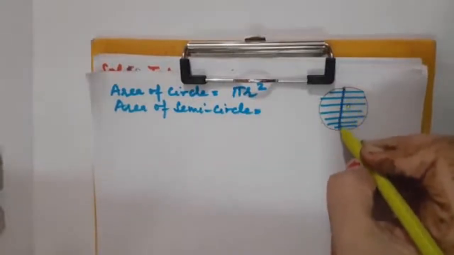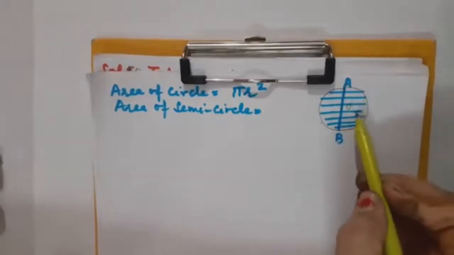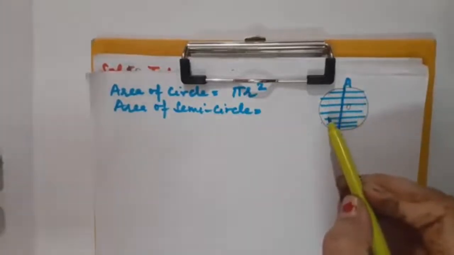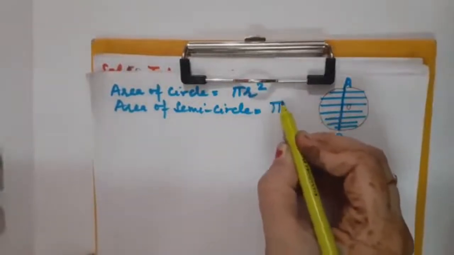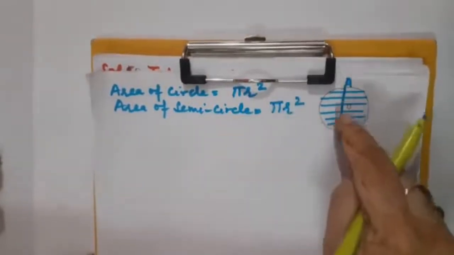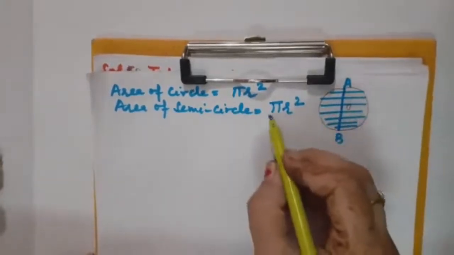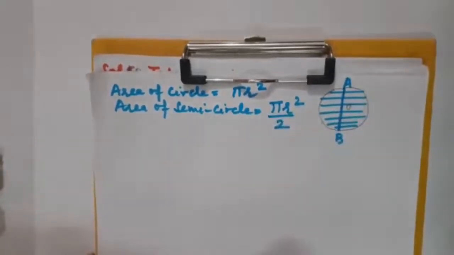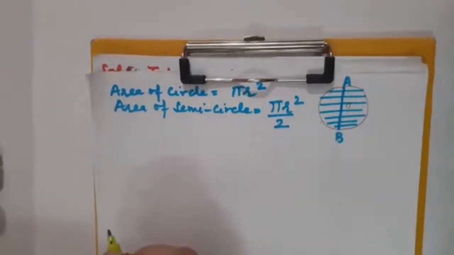Suppose I draw a diameter over here, so this region as well as this region is known as semicircle, correct? So this diameter has divided the complete circle in 2 parts, so definitely the area will also be divided in 2 parts. So the area of the semicircle is pi r square by 2.